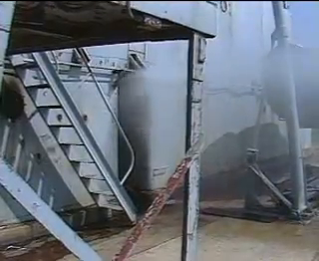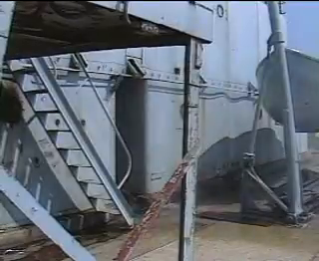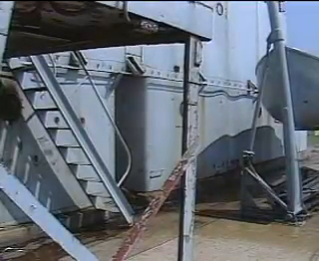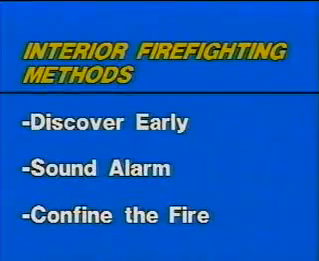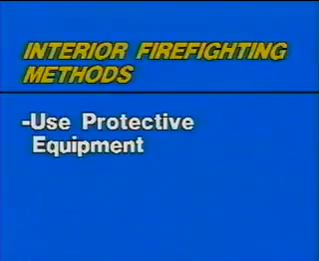Venting the room can be accomplished by aiming the nozzle outward through a porthole or doorway. Put the nozzle on full fog and adjust it to fit the opening. Heat and smoke will quickly vent out the opening, clearing the room. The general strategy when fighting an interior fire is to discover it early, sound the alarm and gather forces, confine the fire by establishing boundaries, use proper protective equipment.